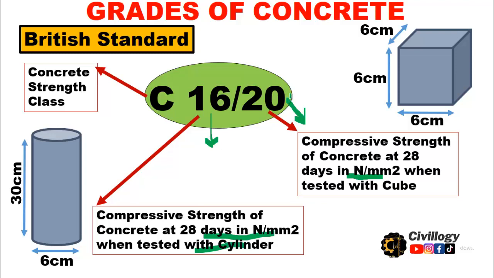So these are a few notations and representations of grades of concrete. I hope you have now understood what M5 and C16 by 20 mean.